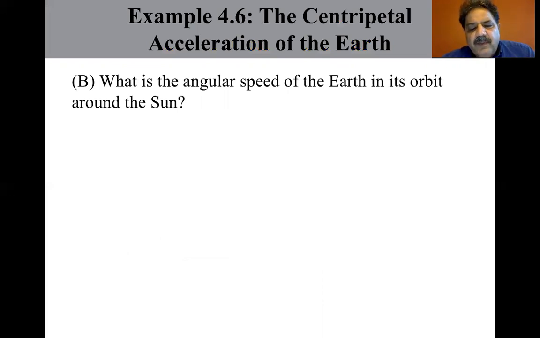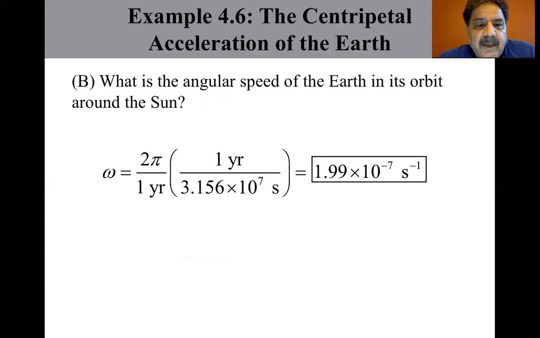What is the angular speed of the Earth in its orbit around the sun? Well, we can substitute numerical values into the equation for angular speed. We get omega is equal to 2 pi over the period. And we can translate the period to seconds: 1 year equals 3.156 times 10 to the 7th seconds. We end up with 1.99 times 10 to the minus 7 inverse seconds.